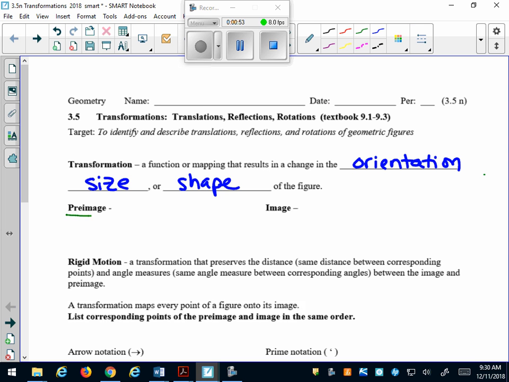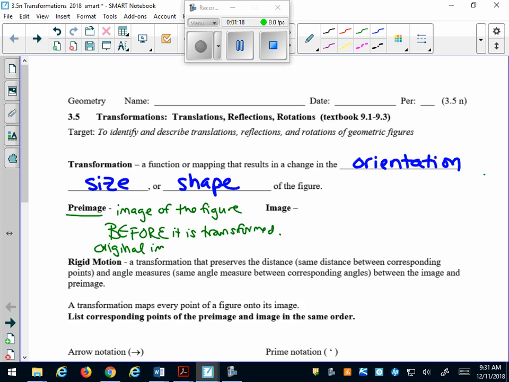A couple vocab words here. Pre-image is the image of the figure before it's transformed. So it's the original. And then the image is the resulting figure after a transformation.